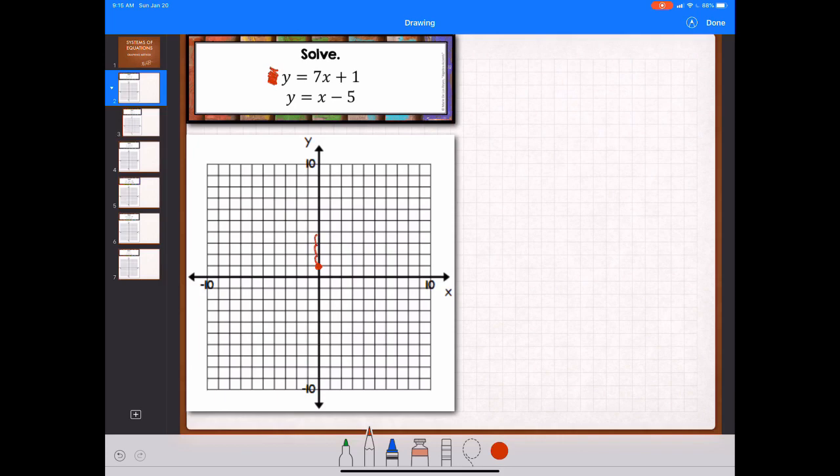1, 2, 3, 4, 5, 6, 7, and 1. And then you can reverse it. You'll want to use a ruler to connect these points so that you can make your line as straight and accurate as possible.